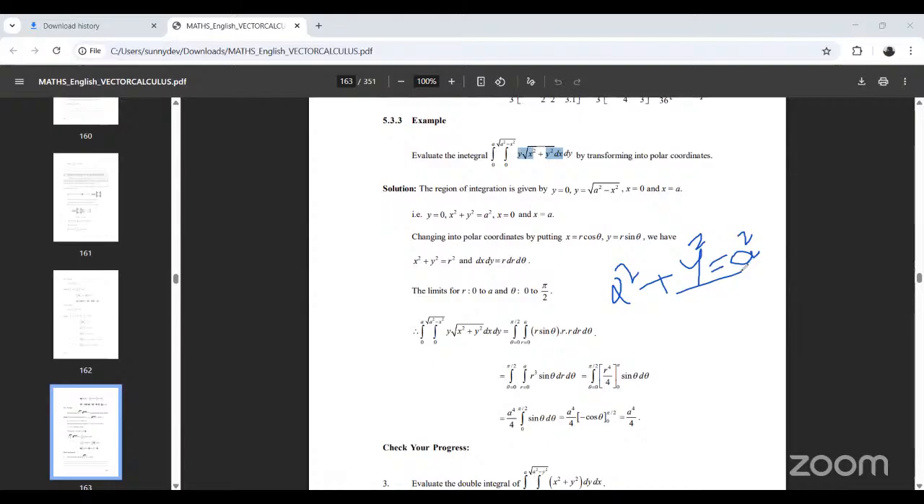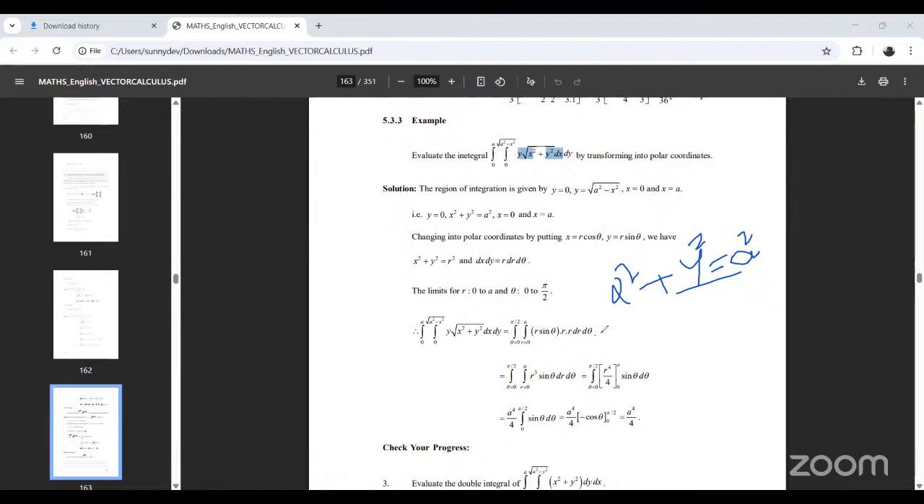And we know that y equals r sine theta and x equals r cos theta. So these are the polar coordinates for the circle, as we know from previous studies. So y equals r into sine theta, x square plus y square equals r square, and dx dy equals r dr d theta. So that becomes r cube sine theta dr d theta.